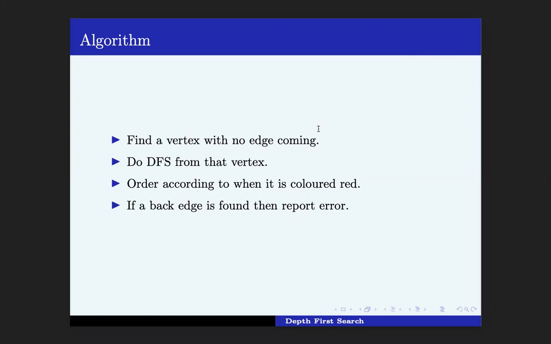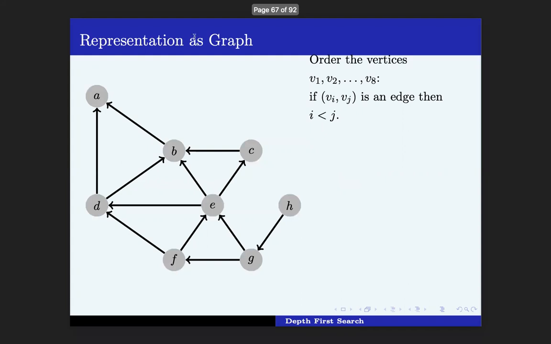And do the following. You start from this vertex, which in this case is say H. Start a DFS from H. Now, when we did this DFS, we had this coloring, right? We started with gray, then we went to blue, and then we went to red. Red was the time when the vertex is done. It's the finishing time.